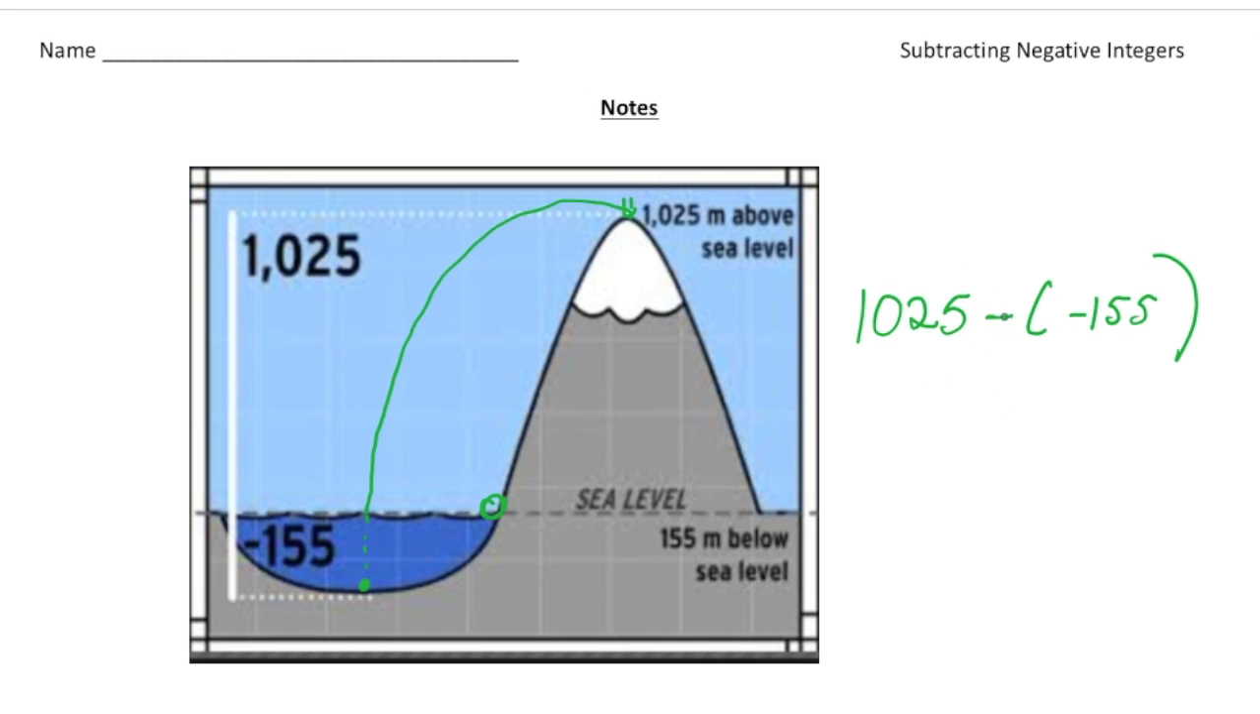Because now when we add the opposite, I'm going to make that a plus. Now when I add 1,025 and 155, I get 1,180 meters. So again, to go from here down to the sea level, it's 1,025. But then we're also going to go down another negative 155 feet. So when we subtract that, it's the same as adding, and that's how we get our total. So the bottom line is, when you subtract a negative, it's the same thing as adding a positive.